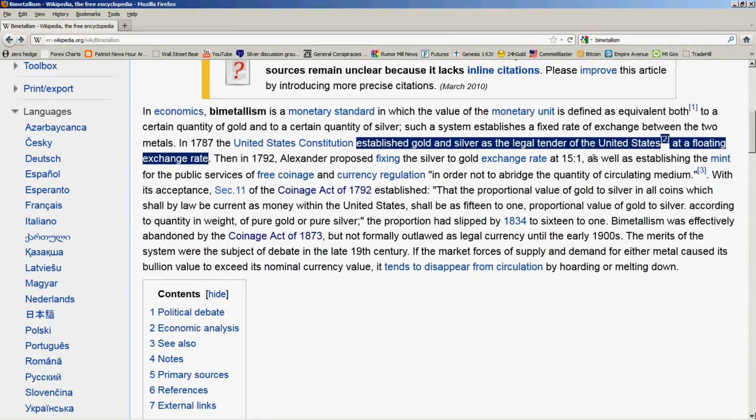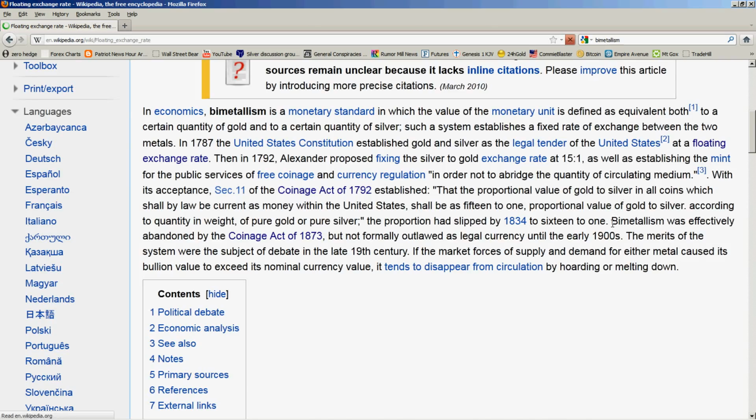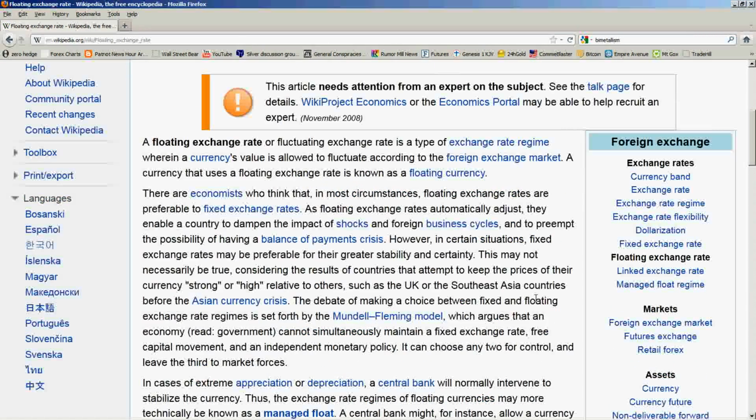Now, if we look at the definition here, we'll jump over to an article real quick on the floating exchange rate. There are economists who think that in most circumstances floating exchange rates are preferable to fixed exchange rates, as floating exchange rates automatically adjust. They enable a country to dampen the impact of shocks and foreign business cycles and to preempt the possibility of having a balance of payments crisis. So floating exchange rates are preferable.